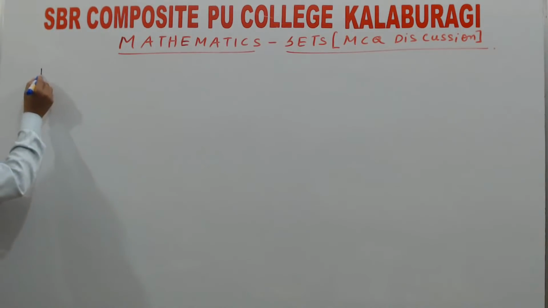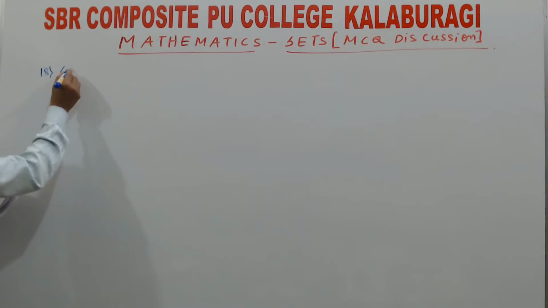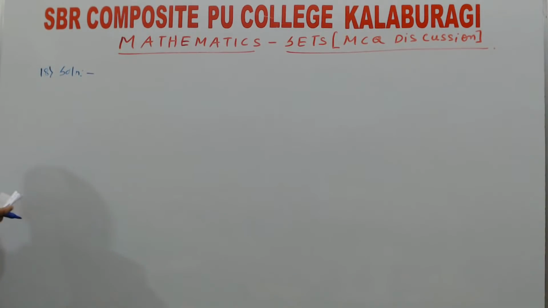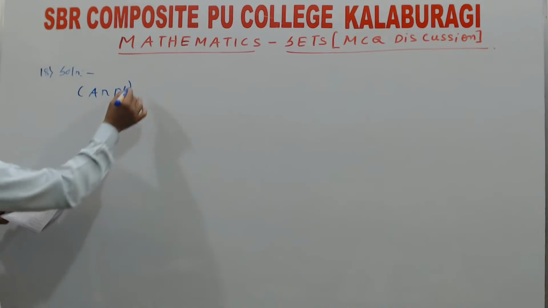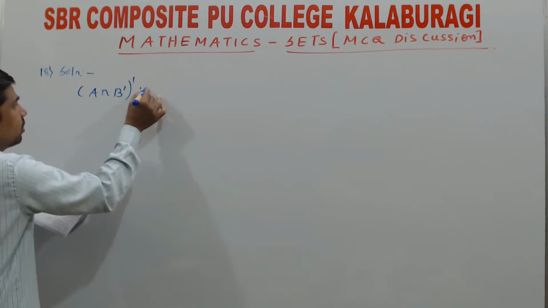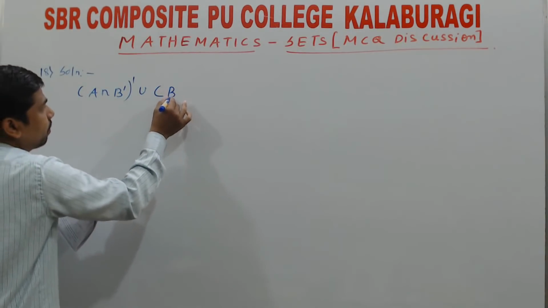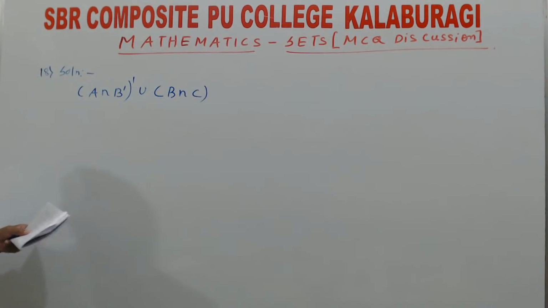18th solution. So you're asking the set (A ∩ B)' ∪ (B ∩ C). The set (A ∩ B)' ∪ (B ∩ C) is equal to what?